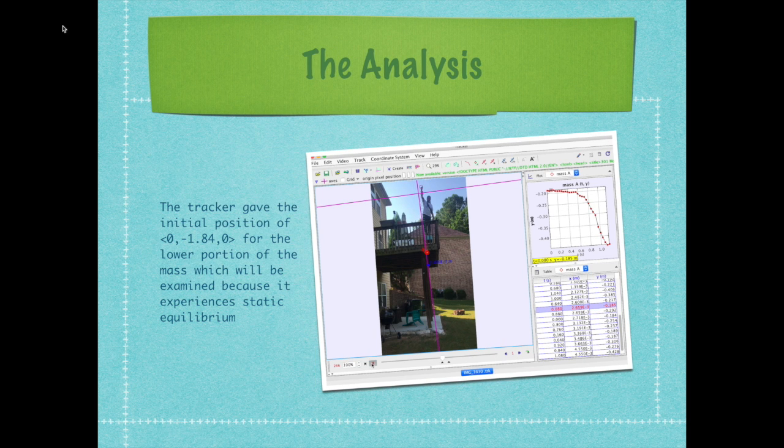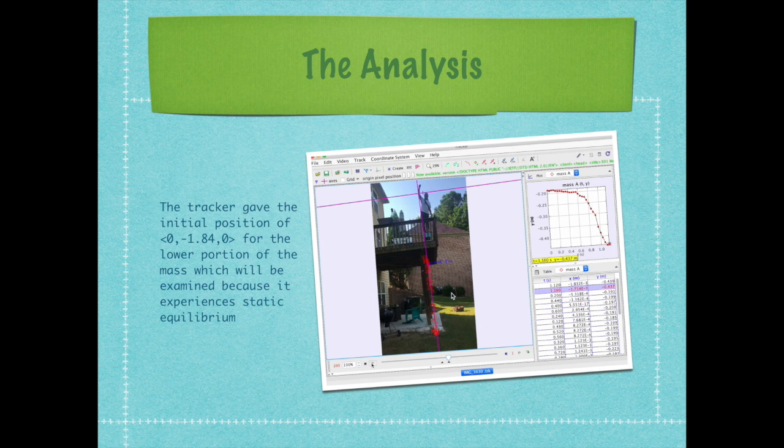The analysis. Here we have the tracker, and the tracker gave the initial position of 0, negative 1.840. I tried to find more of the center of the mass than the actual bottom of the slinky.